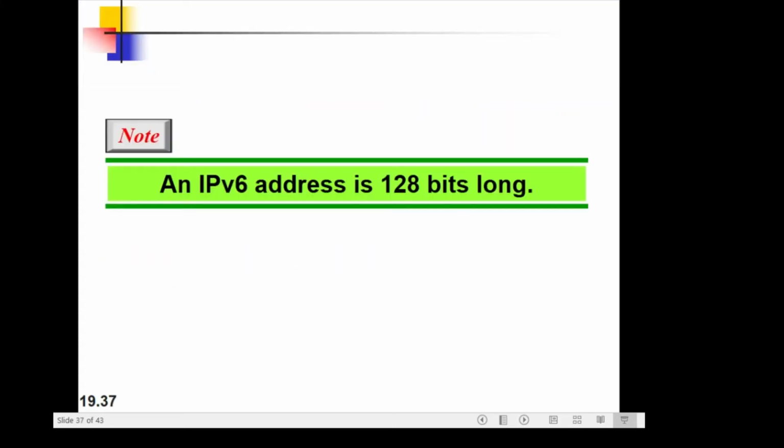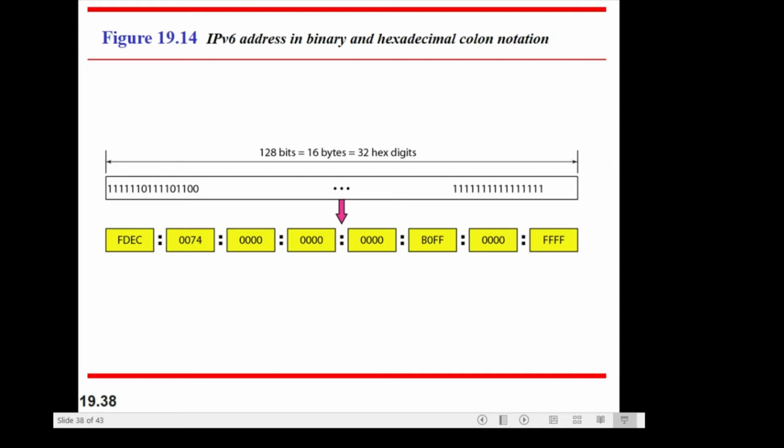An IPv6 address is 128 bits long. This is the size of the IP address. In IPv4, we only have 32 bits. In IPv6, we have 128 bits, equivalent to 16 bytes and 32 hexadecimal digits.